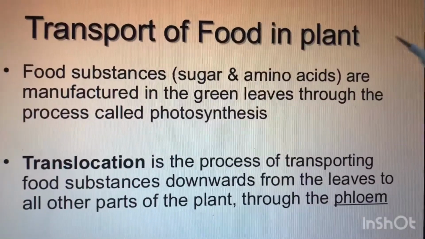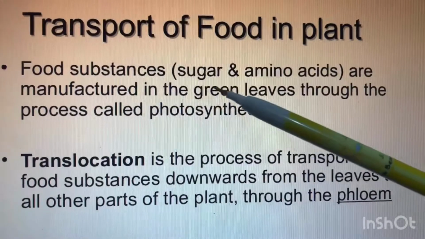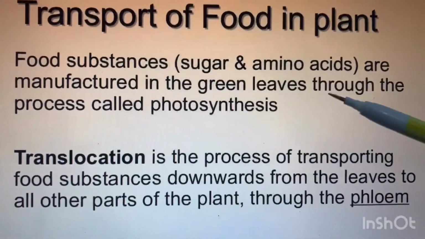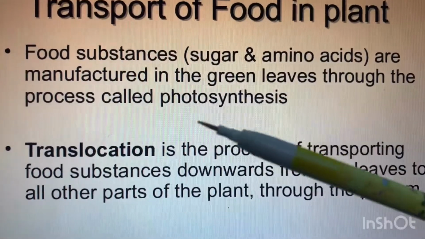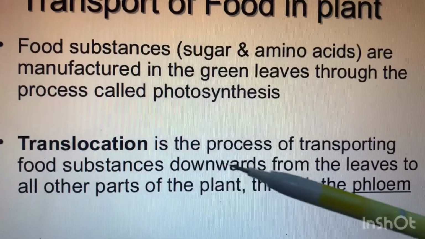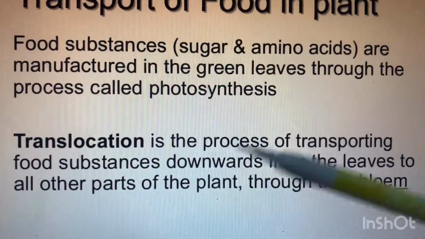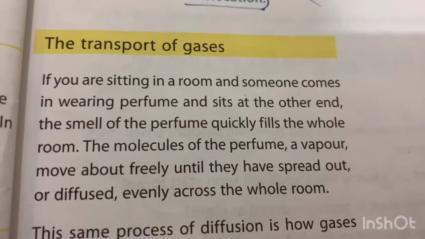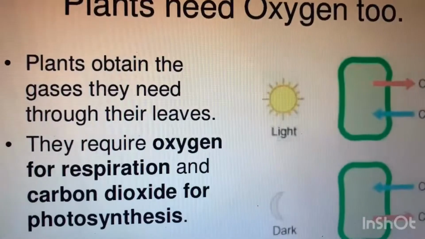Transport of food in plants. Food substances such as sugars and amino acids are manufactured in the green leaves through the process called photosynthesis. Translocation is the process of transporting food substances downwards from the leaves to all other parts of the plant through the phloem. Now, the transport of gases. Plants need oxygen too.